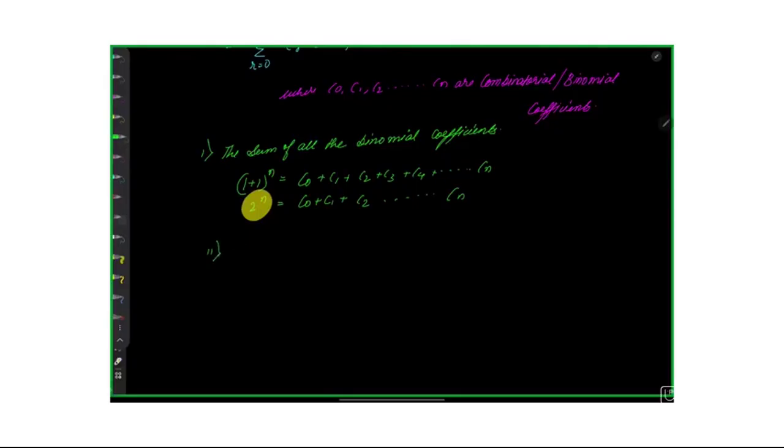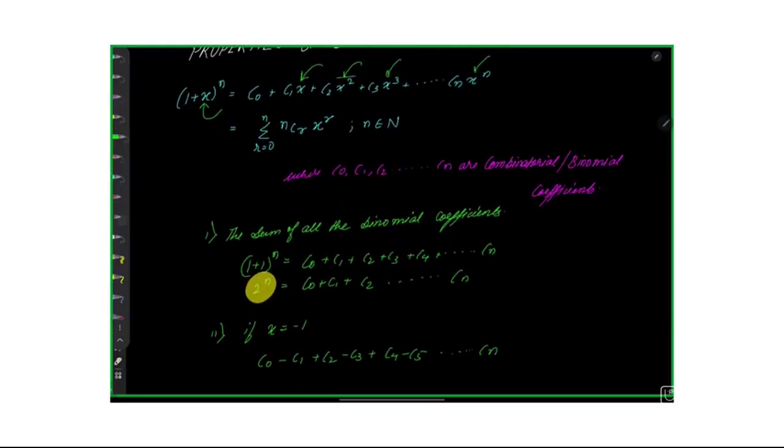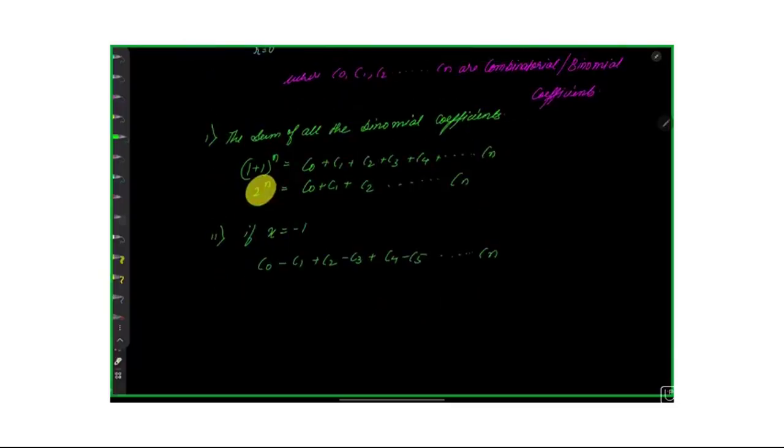Now, if we put x equals minus 1, what will we get? You can pause the video and give me the answer. It will be C0 minus C1 plus C2 minus C3 plus C4 minus C5 dot dot dot Cn. Why? Because if the power of x is even, the sign in front of the coefficient will be positive. If the power of x is odd, that is 1 or 3 or 5 or 7, the sign in front of the coefficient would be negative.